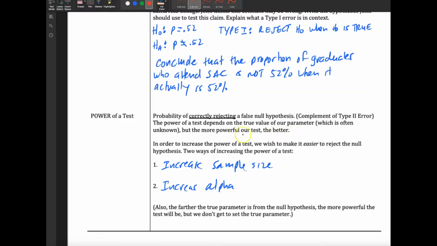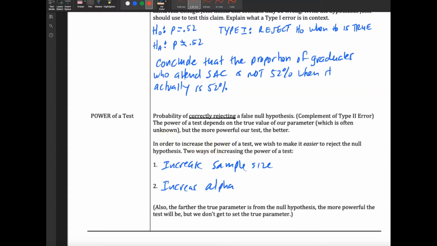So we talk about these hypothesis tests in terms of their power. How much power does it have? It's the probability of correctly rejecting a false null hypothesis. Again, think about the wording: the probability of correctly rejecting a false null hypothesis, to say reject the null hypothesis when it actually needs to be rejected. Okay, with the correct decision there.